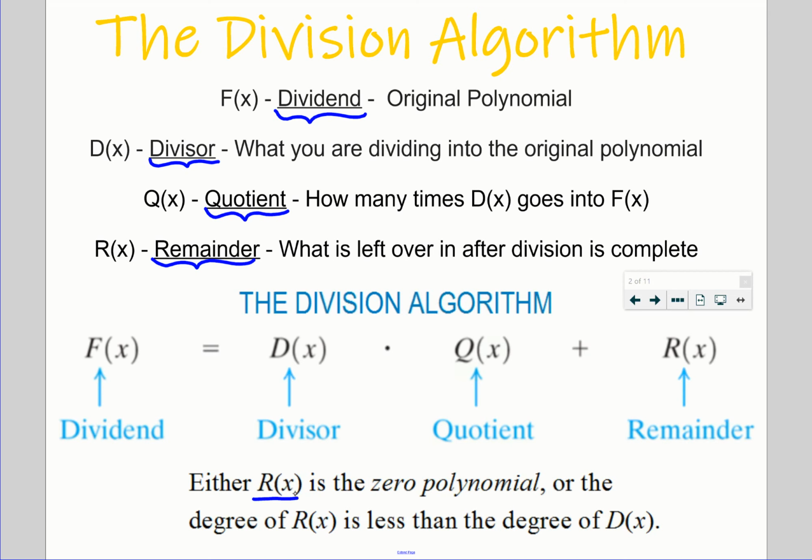If our remainder is the zero polynomial, or the degree of r of x is less than the degree of d of x, meaning your remainder is smaller than your divisor, you know you've done this problem correctly. And being the zero polynomial will be a special case that we'll talk about in a little bit. But you always want to make sure that your remainder is either zero or smaller than your divisor. And because we're talking about polynomials, it'll be a smaller degree than what you started with. So you know you've completed the problem.